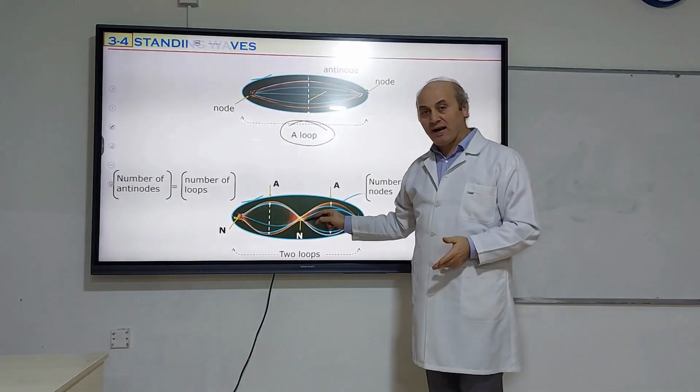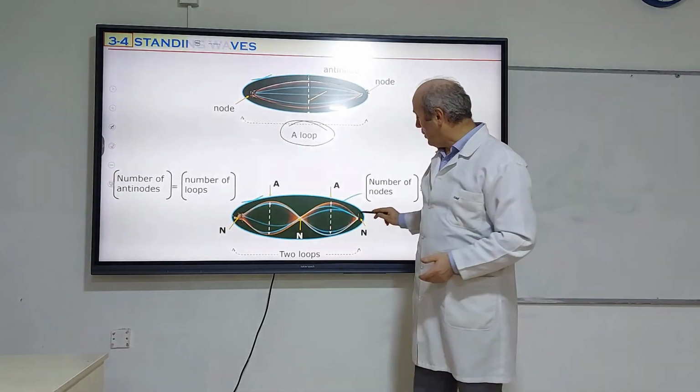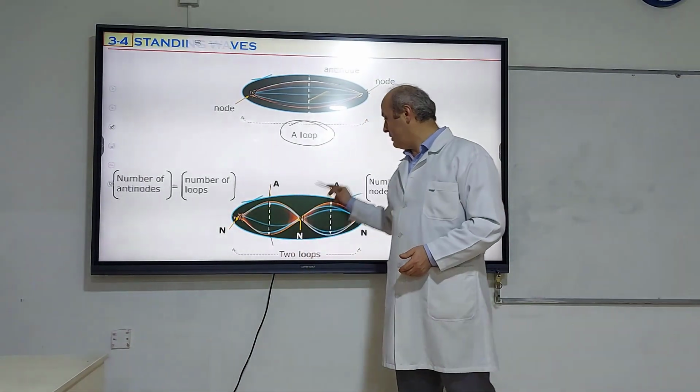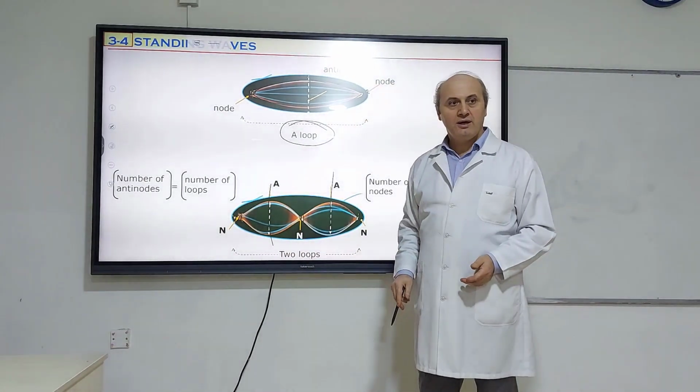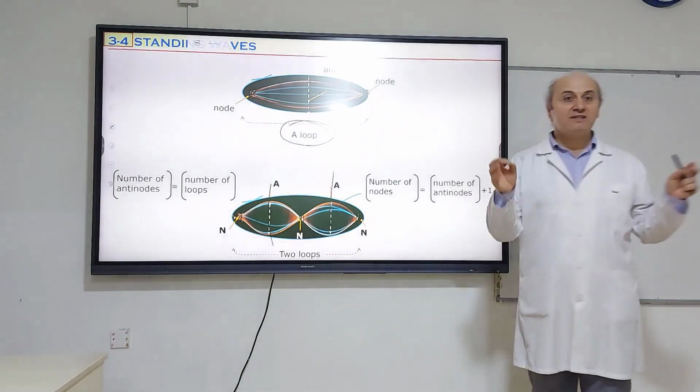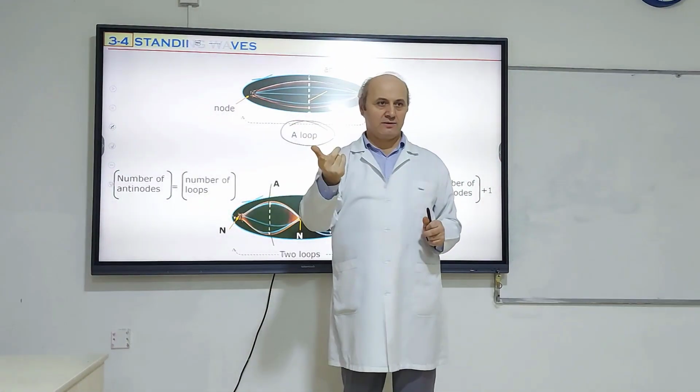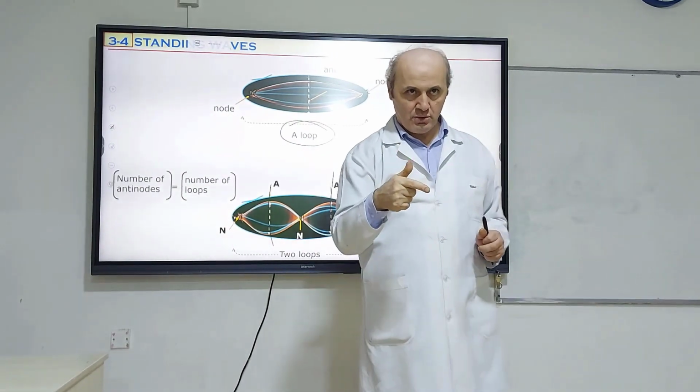But the second pattern, 1, 2, 3 nodes, but 2 antinodes and 2 loops. So that's why we said that for fixed ends, the number of nodes is one greater than the number of antinodes.